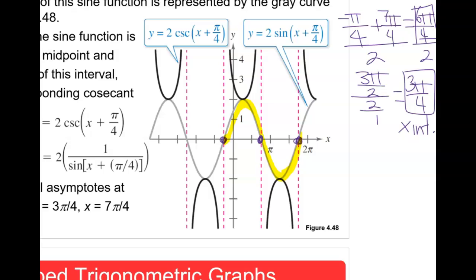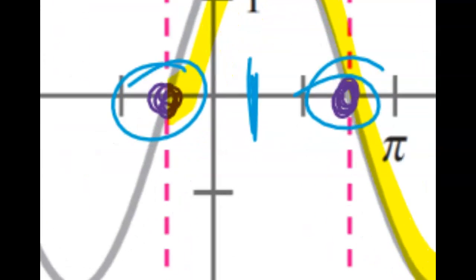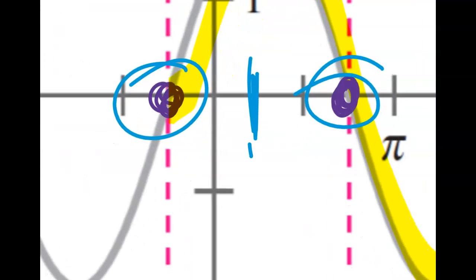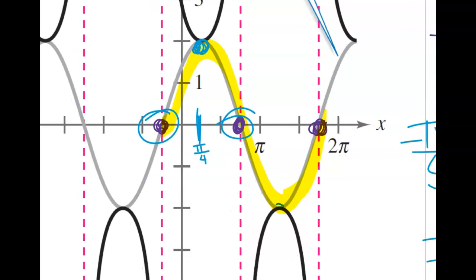Okay, to find the maximum, which will go here, we're going to find the midpoint between those two x-intercepts. So it will be negative pi over 4 plus 3 pi over 4. And we're going to divide that by 2, of course. So that will be 2 pi over 4 divided by 2. And this will equal pi over 2 divided by 2. So it is pi over 4. And that is the value that will actually go here. Pi over 4.